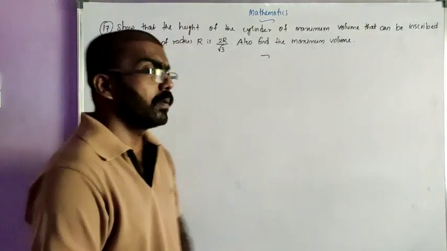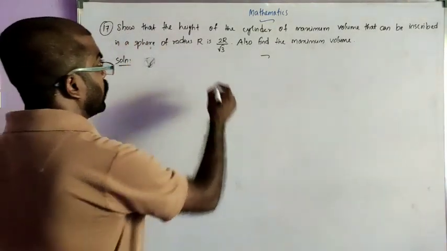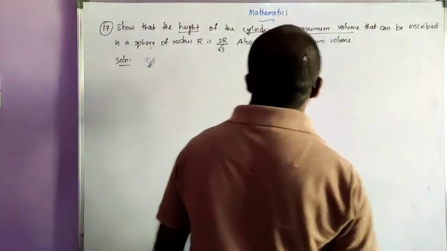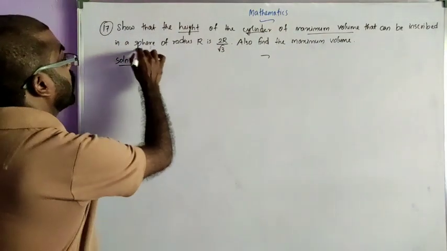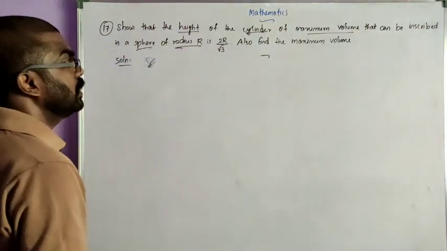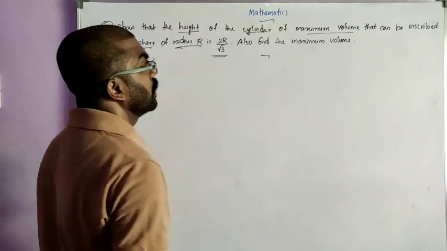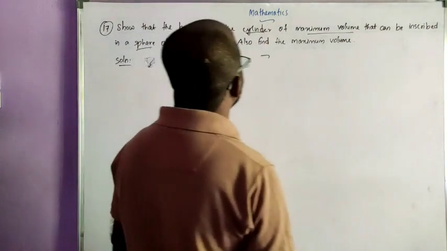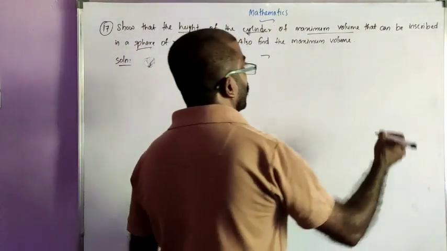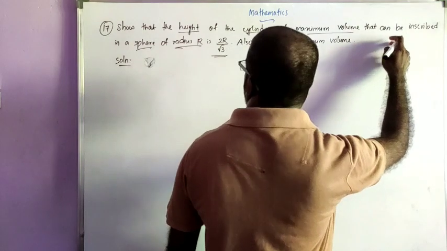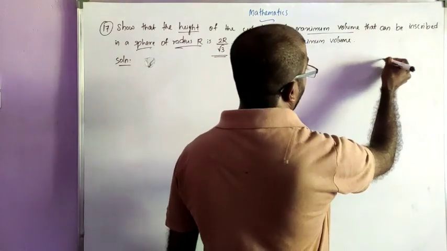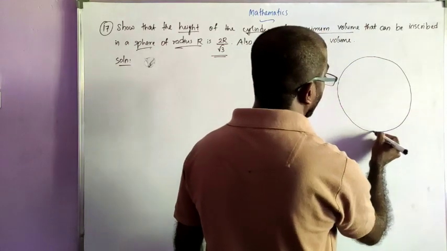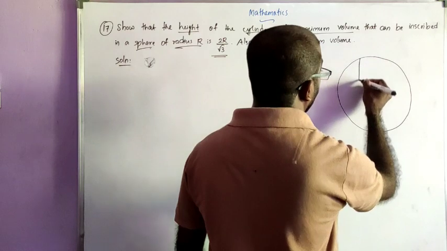Now we move on to question number 17. Show that the height of the cylinder of maximum volume that can be inscribed in a sphere of radius capital R is 2R by root 3. Also find the maximum volume. So here, a cylinder is inscribed in a sphere of radius R.